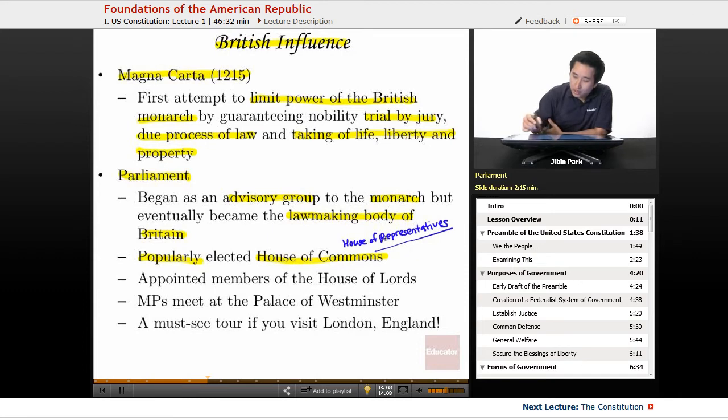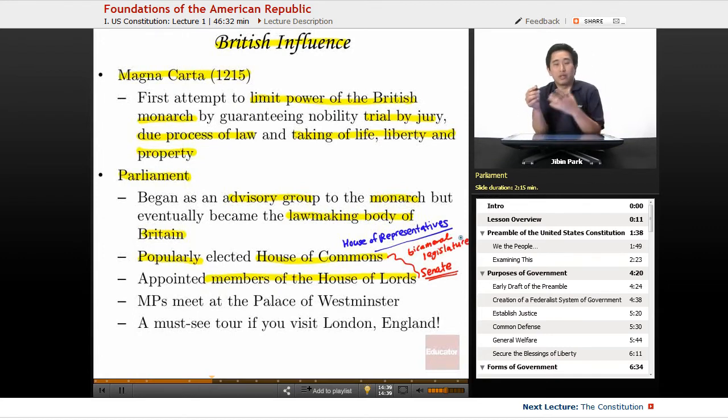And you also have appointed members of the House of Lords, which is kind of the upper body, and in the U.S. you see that being represented by the Senate. And keep in mind, the Senate was originally an appointed position by the state legislature. So this idea of a bicameral legislature was an idea adopted from the British.